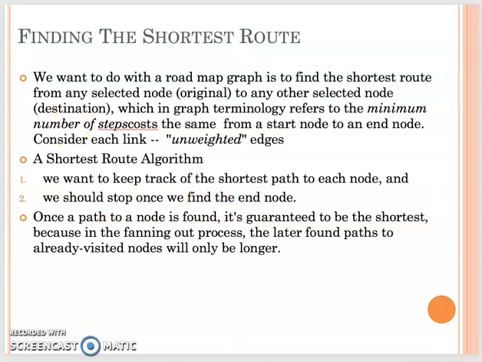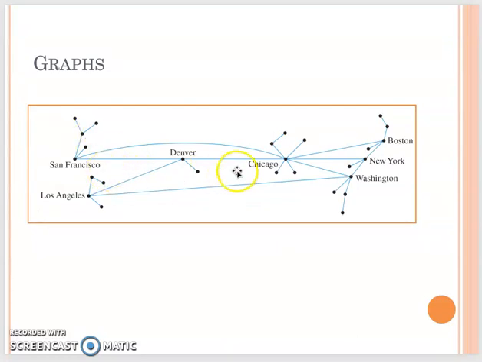Why? Let's see here. Again, we come to the graph. For example, we want to find the shortest route from San Francisco to Chicago. We start from San Francisco, the original node, and then we see all its neighbors, your first level neighbors. If among the first level neighbors you right away find Chicago, then you finish.